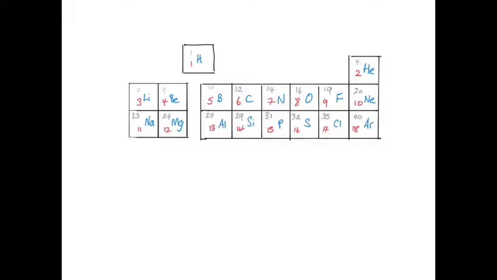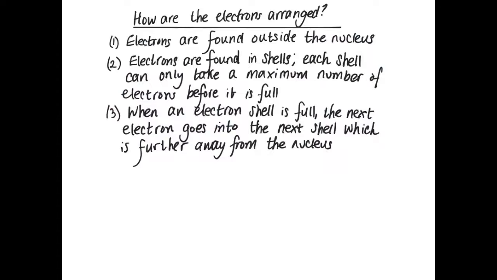So to work out the number of electrons that an element has, we look at the atomic number. And remember, the atomic number is always the smaller of the two numbers inside an element's box. And these are highlighted red here. So hydrogen has got 1 electron and 1 proton. Helium has got 2 electrons, 2 protons. Carbon has got 6 electrons, 6 protons, all the way through to argon that's got 18 electrons and 18 protons.